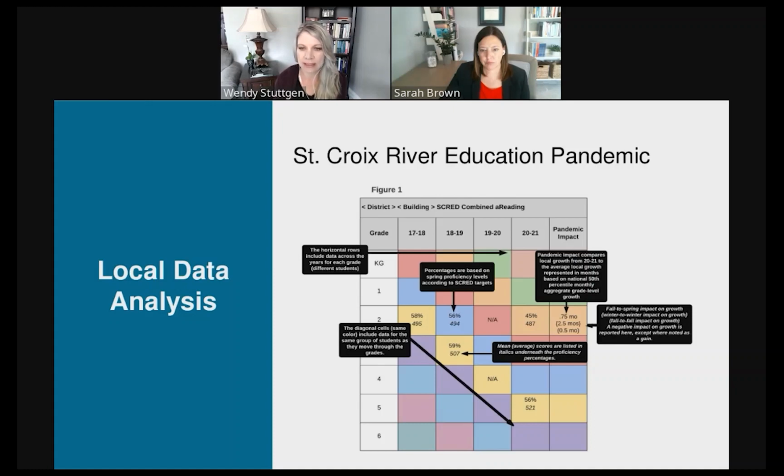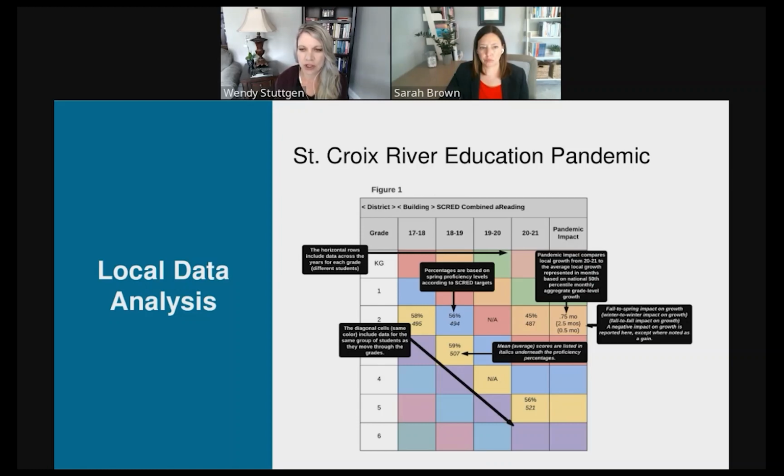We compiled this data as a SCRED region, which included 8 elementary schools collapsed into one data set, as well as separately for each building, because each school has slightly different demographics and resources. So we really wanted this data to be as meaningful as possible at the local level. We used our FastBridge screening data, which included aReading, aMath, earlyReading, earlyMath, CBMreading, and math automaticity.